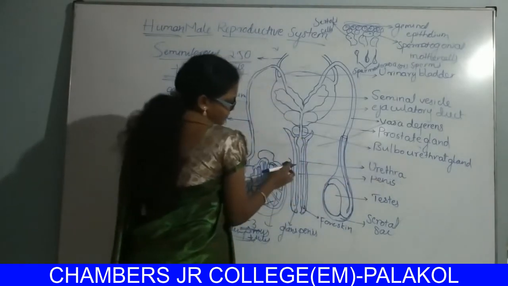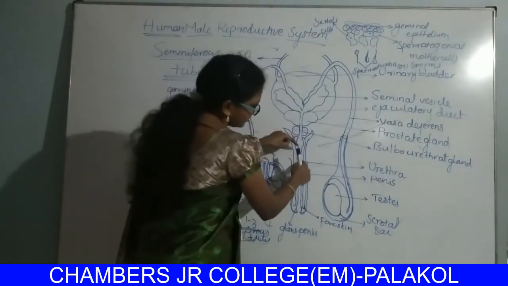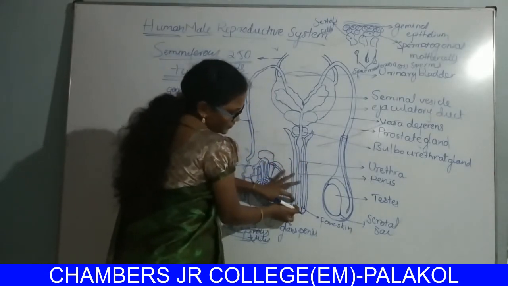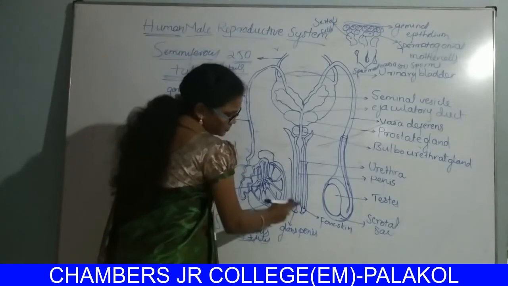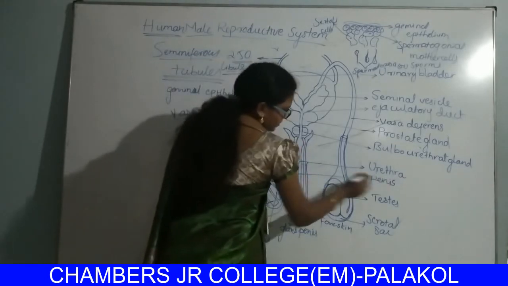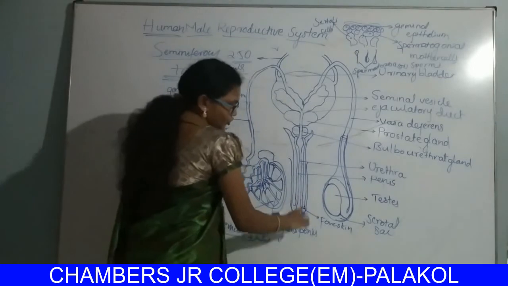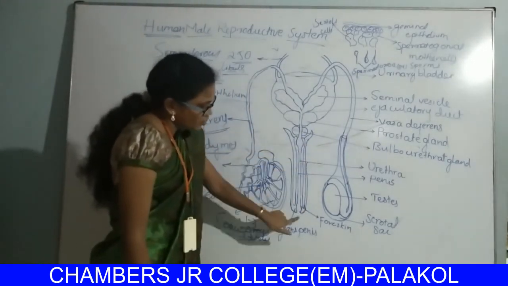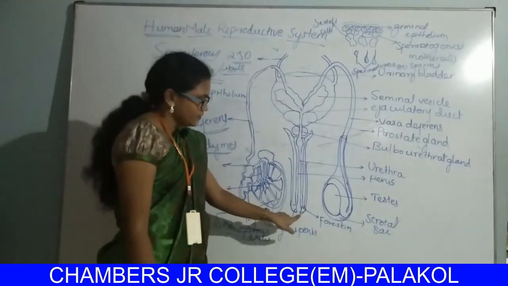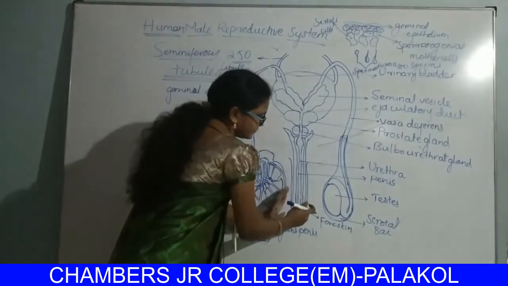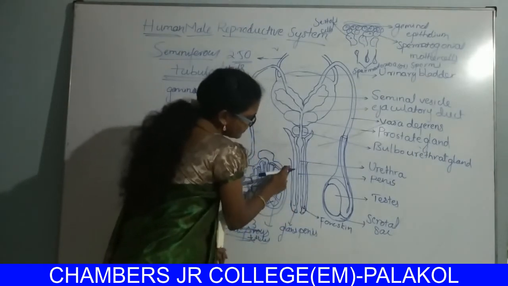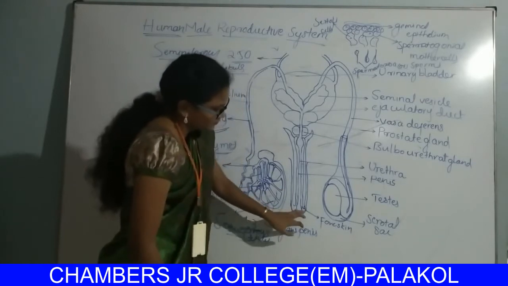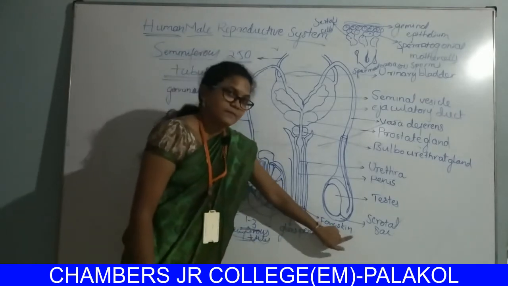This one is the urethra. Now this urethra opens into the penis. This is the penis, right? The urethra passes through the penis and opens at the urethral opening. This penis is surrounded by a fold of skin called the foreskin.